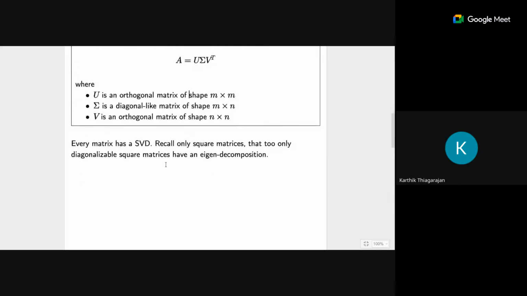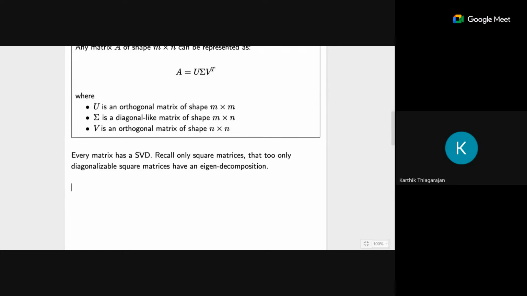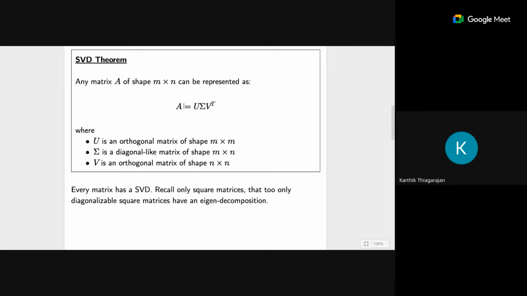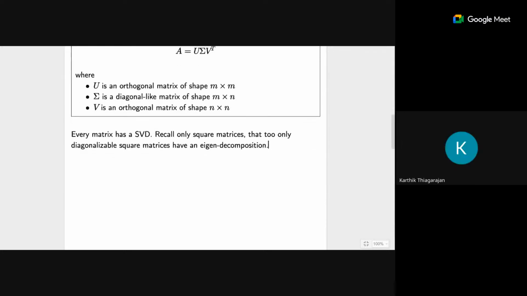Right. So for the next half an hour, what we'll try to do is figure out how we obtain this decomposition. It's one thing to say that it exists. What does this theorem tell you? It tells you that there are these three matrices, but it tells you nothing more. It doesn't tell you how you can get hold of these matrices. So that is what we are going to look at next.